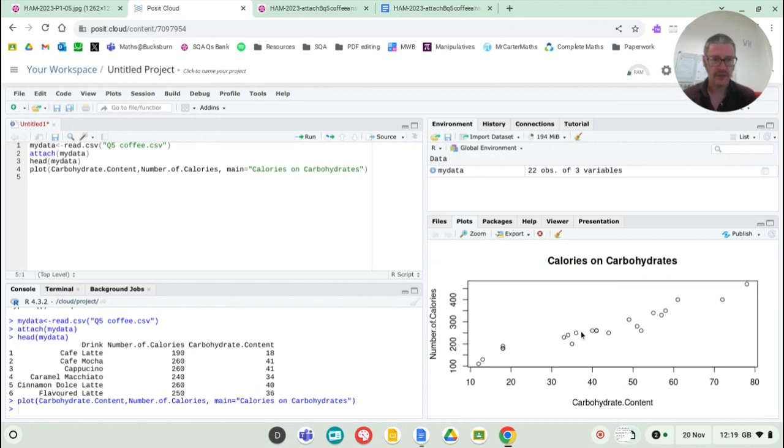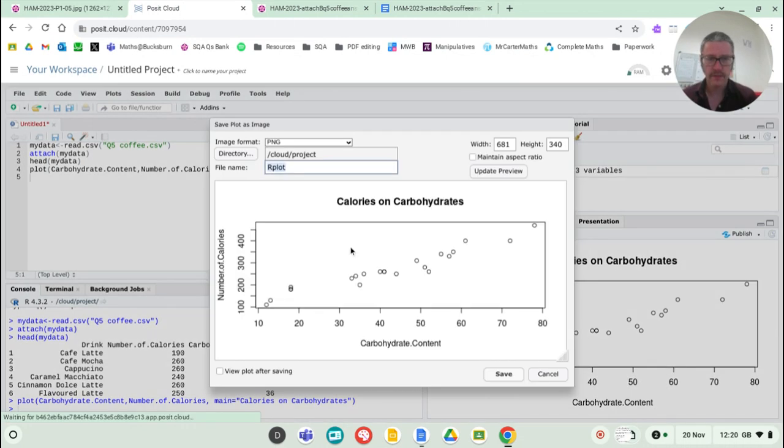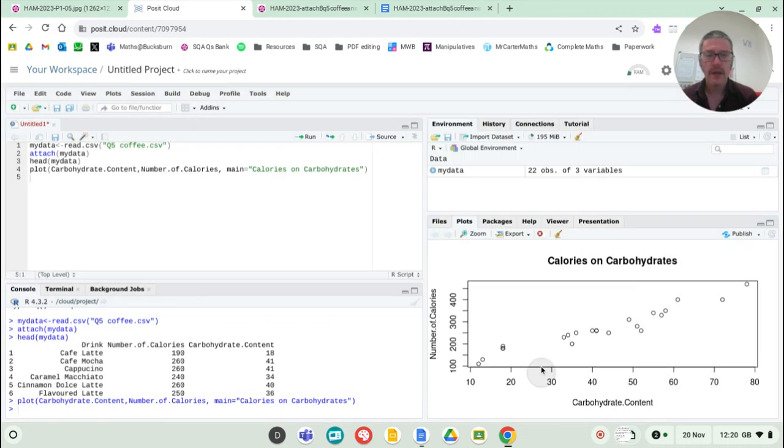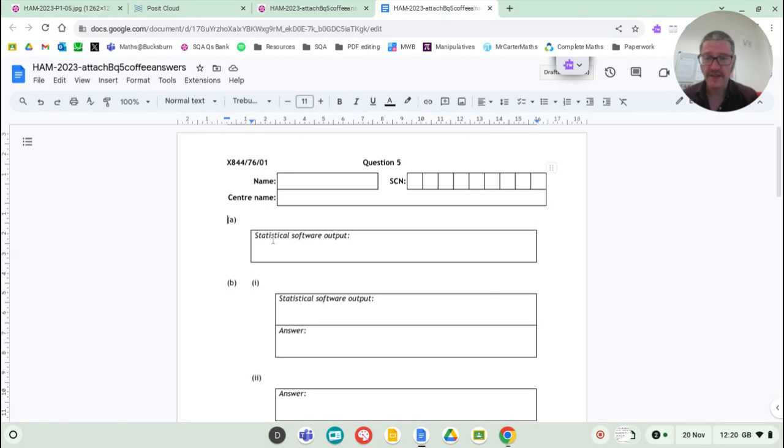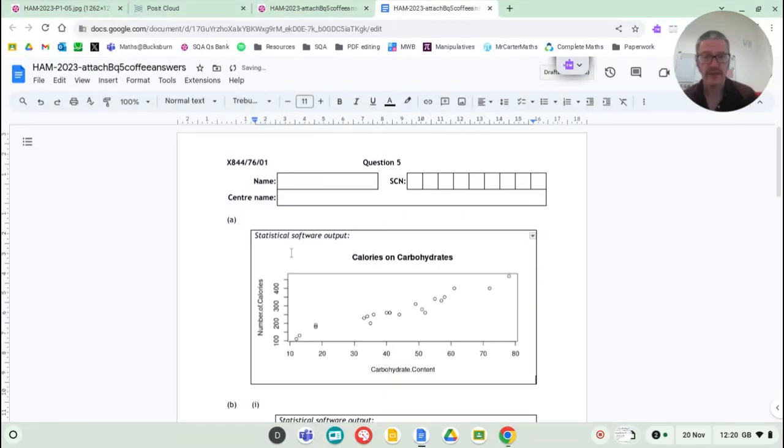Right, here we can see our scatter plot. I'm going to export that as an image. I'm going to copy my image. And I'm going to go to my Word doc. Statistical software output. I'm just going to paste that in there. I'm working on Google Docs. This will be done in Microsoft Word when you're working on a desktop.